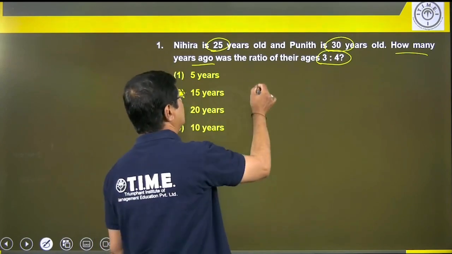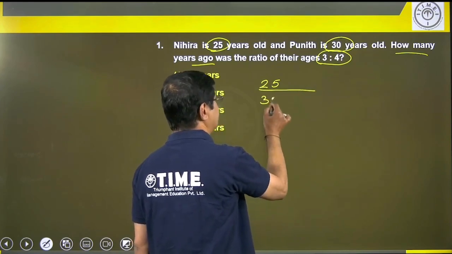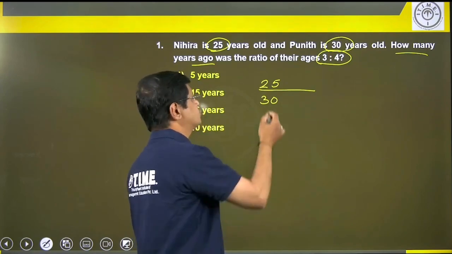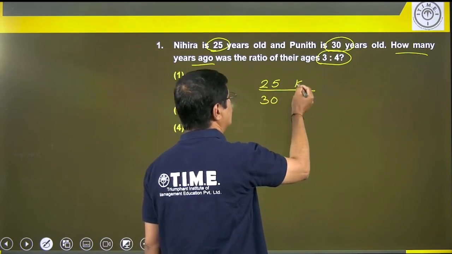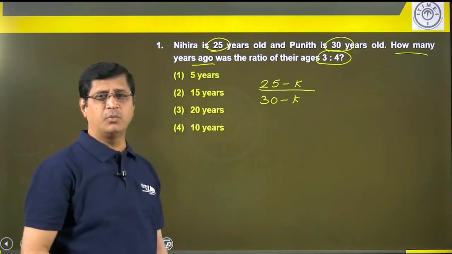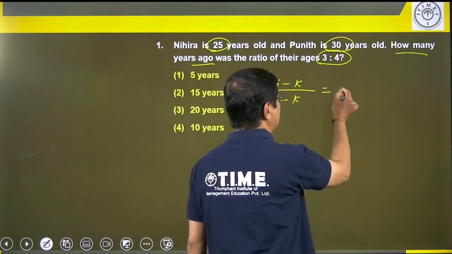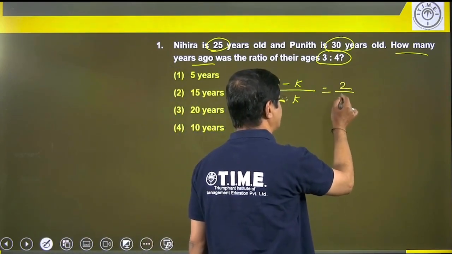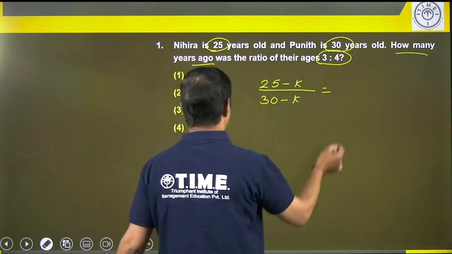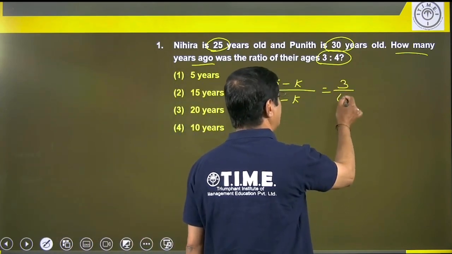For example, Nihira is 25 years today, Puneet 30. How many years means here the years are to be found, so I am taking k years ago, so I am subtracting k from these two values. Means 25 minus k, 30 minus k. Now the value of their ages: whatever the ratio, their ages are in the ratio 3:4. Now 3:4 means 3/4.